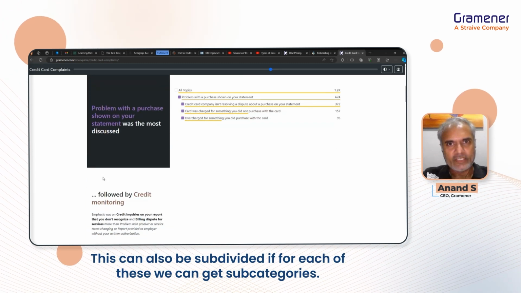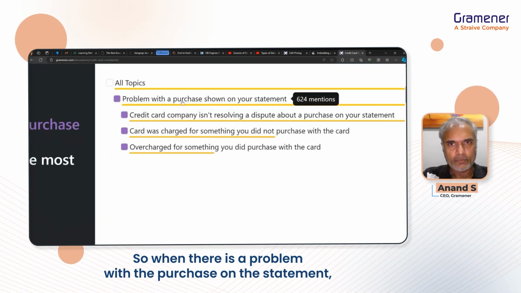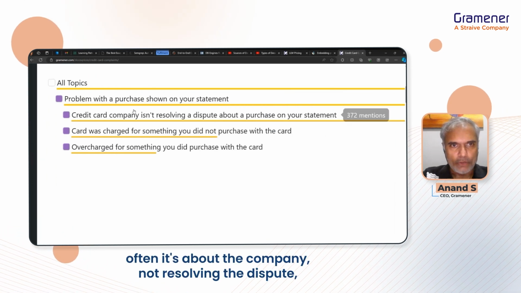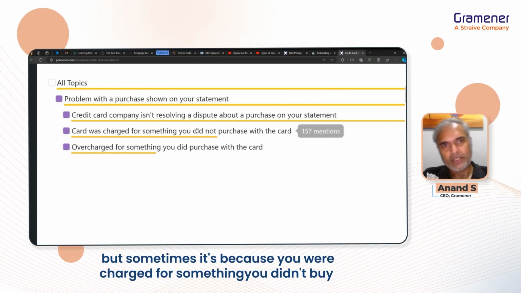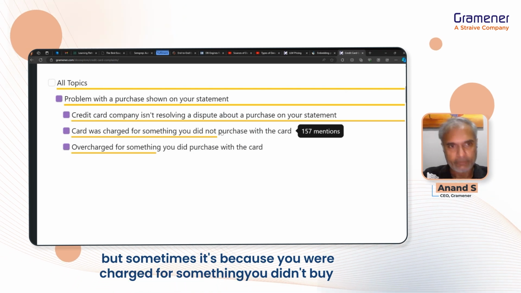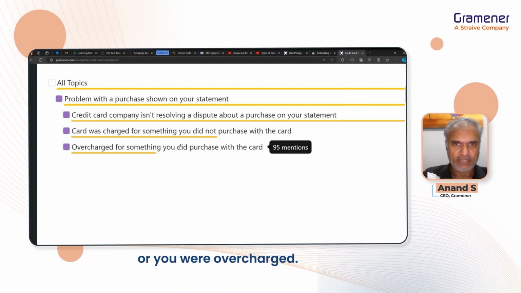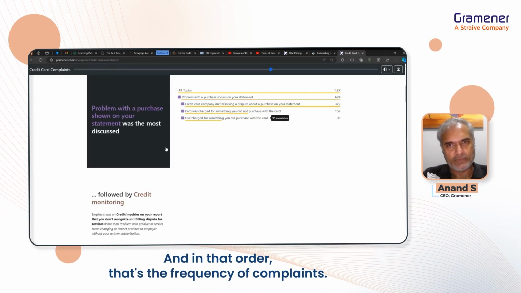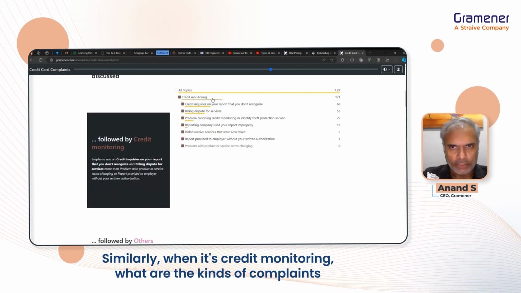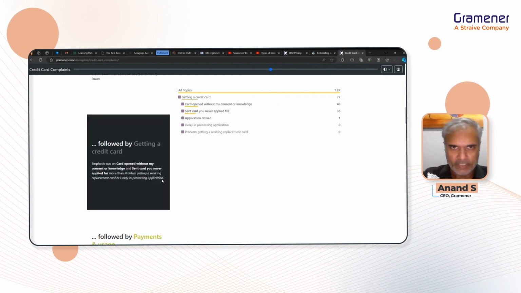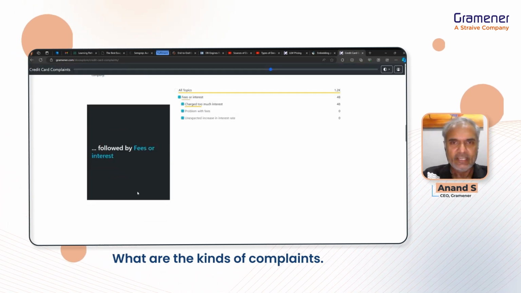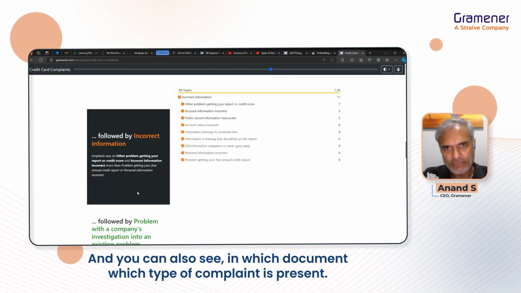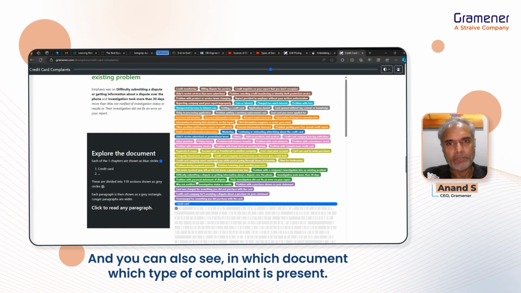This can also be subdivided. If for each of these, we can get subcategories. So when there's a problem with the purchase on the statement, often it's about the company not resolving the dispute. But sometimes it's because you were charged for something you didn't buy, or you were overcharged. And in that order, that's the frequency of complaints. Similarly, when it's credit monitoring, what are the kinds of complaints? When it's payments and usage for fees or interest, what are the kinds of complaints? And you can also see in which document, which type of complaint is present.